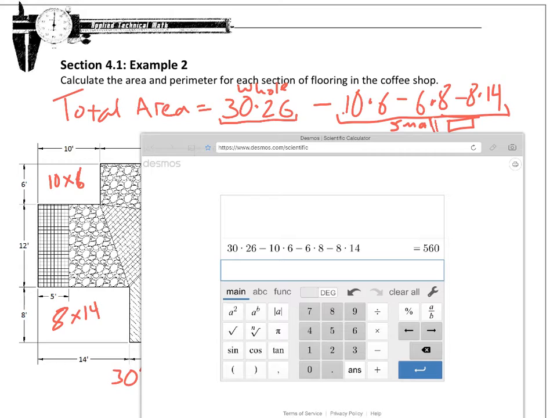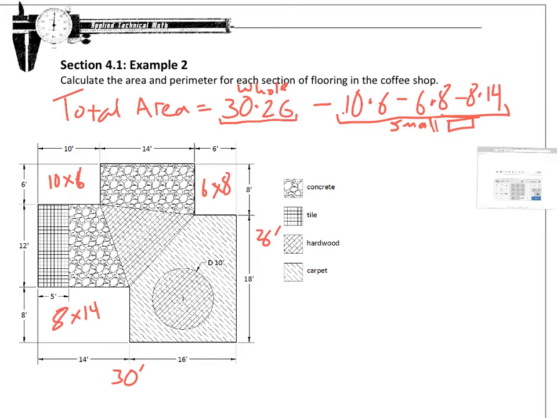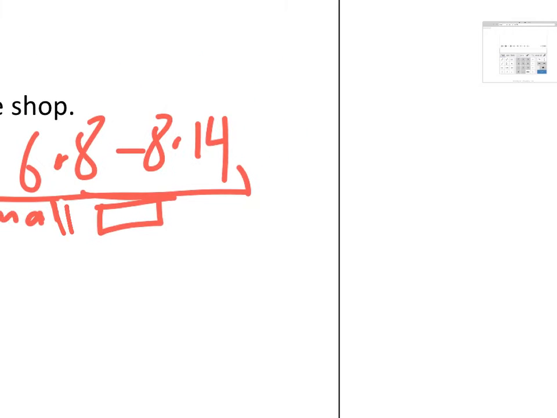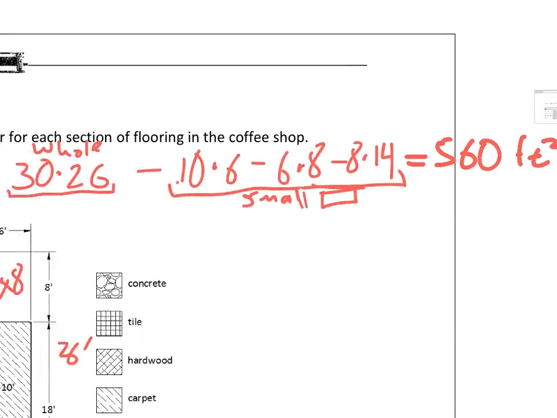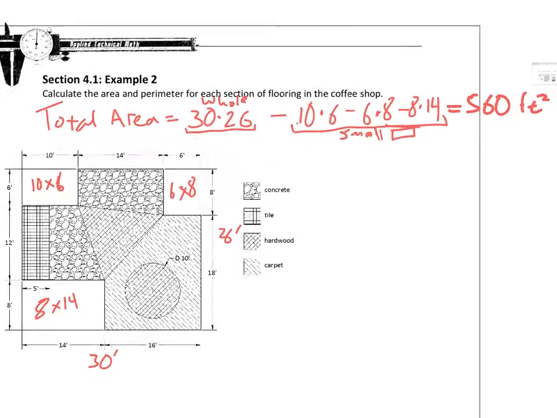560 square feet there. Remember, we're talking area here. Area is in square feet. So let me put my calculator up there for now. So we've got 560 square feet. Great, so we've got our total area. And now our perimeter.